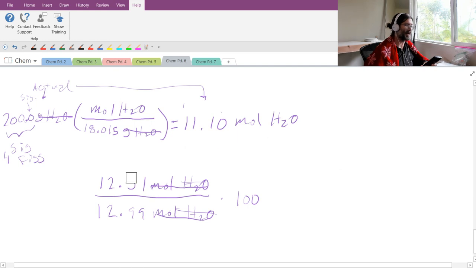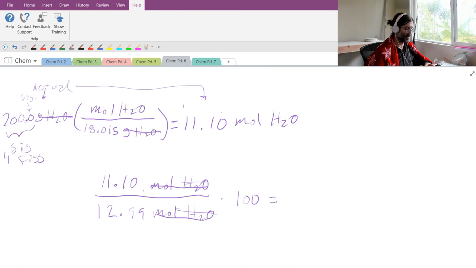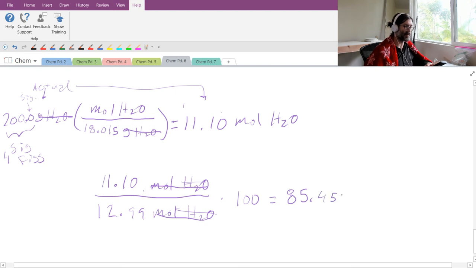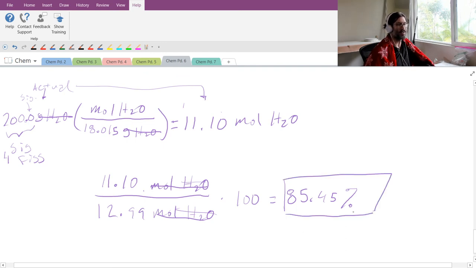So let's go back. 11.10 moles of H2O times 100 is not 96%, it's 85.450%. Once again, four significant figures: look at the fifth, less than five, round down. 85.45% is our percent yield.